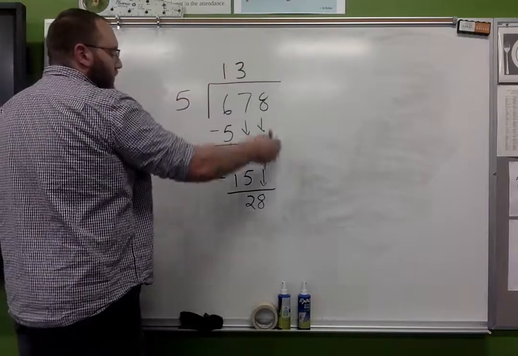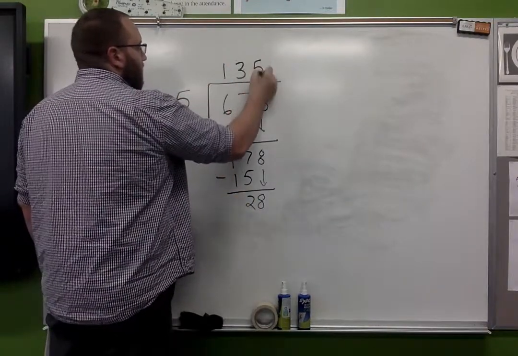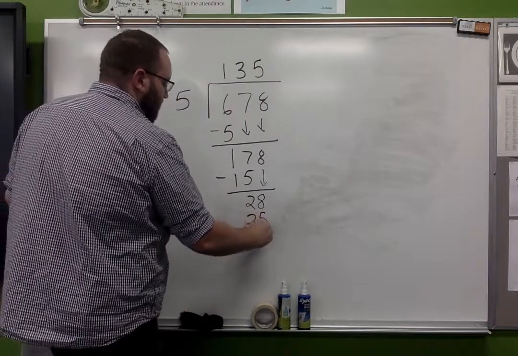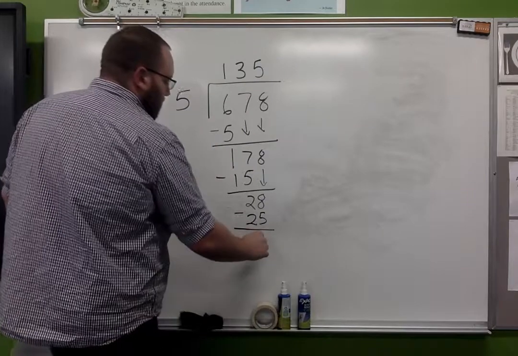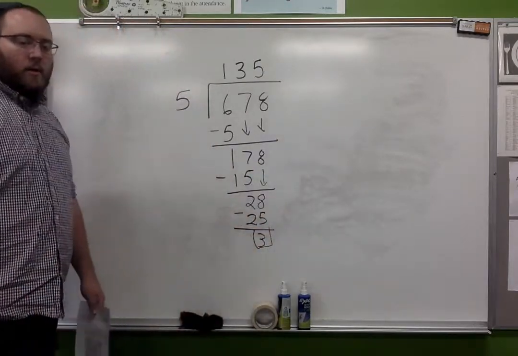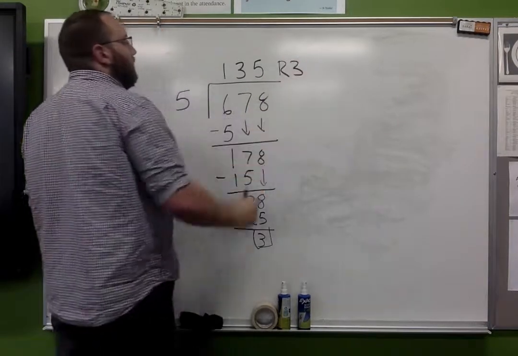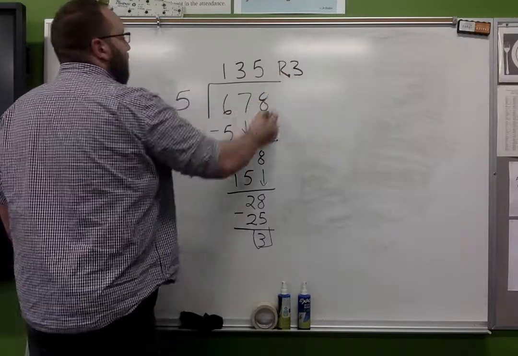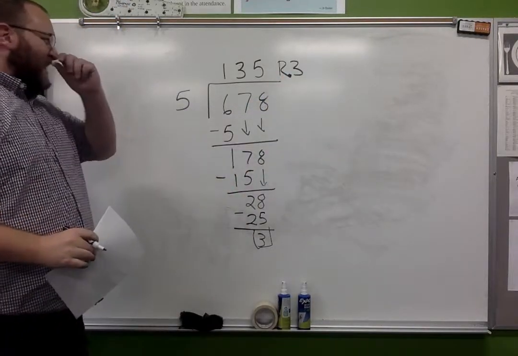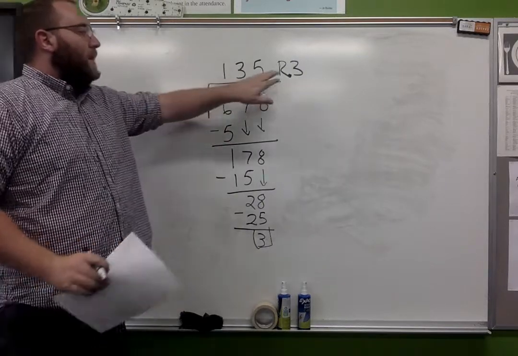5 times what gives me closest to 28, or 5 goes into 28 how many times? 5. 5 times 5 is 25. Subtract. We have 3. I'll box the remainder always so you know which one's the remainder. Remainder of 3. Sorry, R3 is probably not a good way to put it. So 678 divided by 5 is 135 with a remainder of 3.